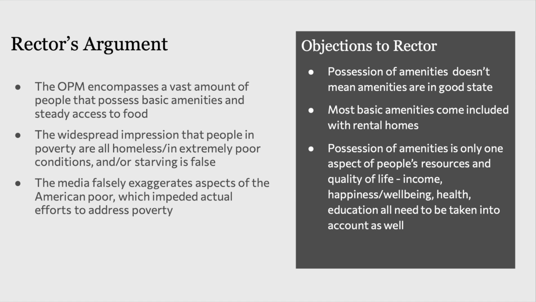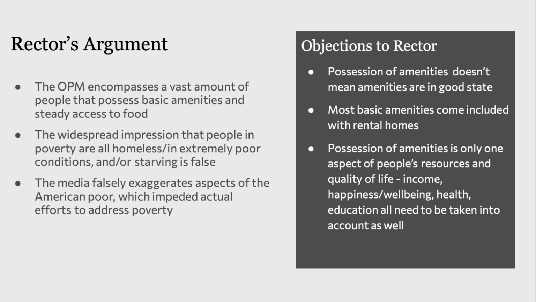Robert Rector, a leading authority of the Heritage Foundation, argues the average poor person, as defined by the government, has a living standard far higher than the public imagines. In Rector's analysis of the official poverty measure of the United States, he proposes the idea that A, the OPM encompassed a vast amount of people that possessed basic amenities and steady access to food, B, that the widespread impressions of people in poverty as homeless and or starving were false, and C, that the media falsely exaggerates aspects of the American poor, which impedes actual efforts to address poverty.